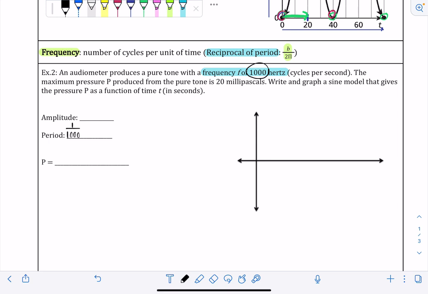Another way of doing it is you could technically take the 1,000, set it equal to the formula for frequency, solve for b that way, and then find your period. But I think it's easier if you just take the frequency and flip it upside down, or take the reciprocal of it, to get the period. And then just leave yourself a little note that finding the period is just the reciprocal of frequency.